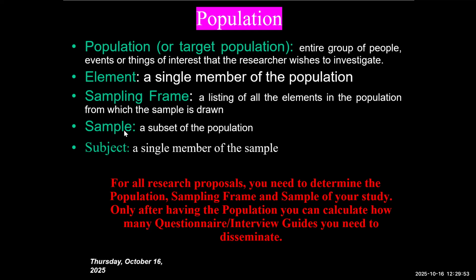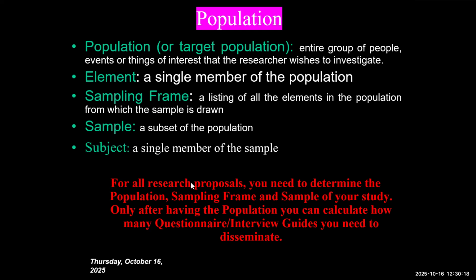So that's the sample, a subset of the population, and we have what we call the subject. So the subject is the single member of the sample. So the difference between the element and the subject is the element is a single member of the entire population, but after we have now selected the sample from the population, any member of the sample is what we call a subject. So try to understand them.